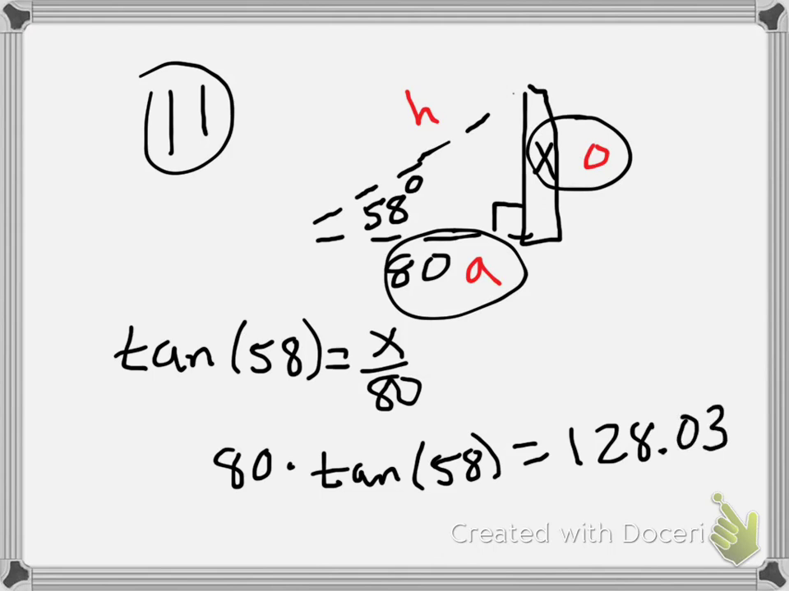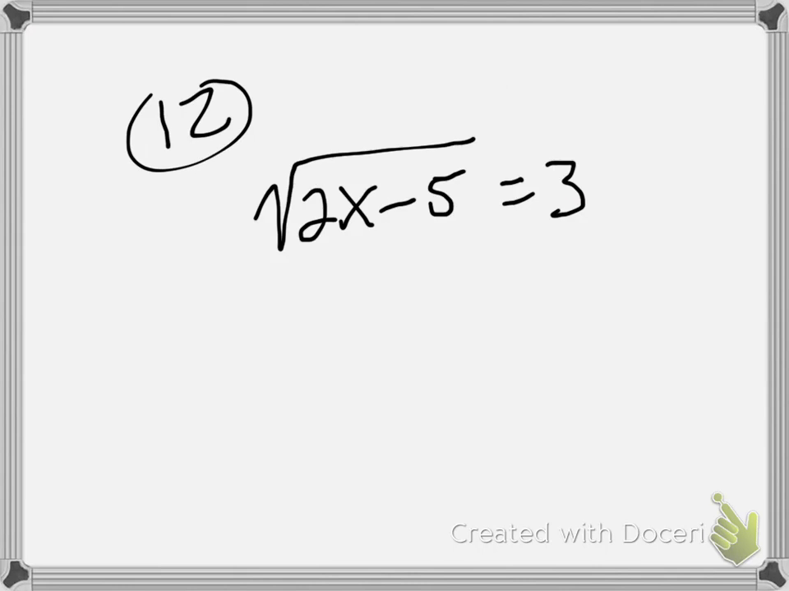Alright, question 12. So you can either do this by hand or you can use Desmos, either or. If you use Desmos, one of your equations is going to be the square root of 2x minus 5. Your second equation, remember, it won't graph just a number, so the second equation you'd have to type in is y equals 3. And again, find where they intersect. You're looking for the x value.